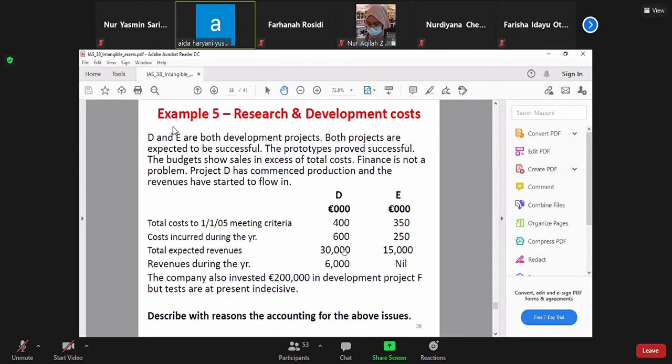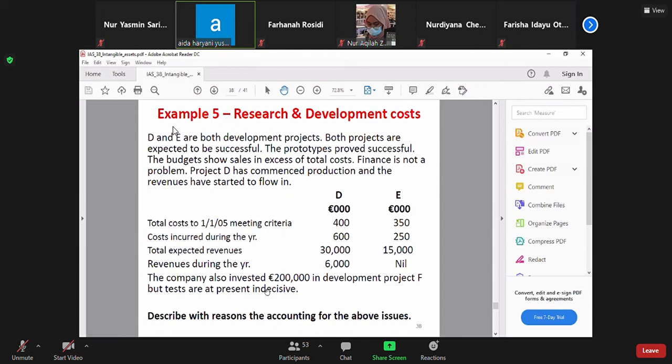Total expected revenue, this one, revenue during the year. So in the first year it gets this revenue. This is the total expected budgeted. So this is not for E yet, because E has not started to commence production. So you do not have to calculate amortization for E.